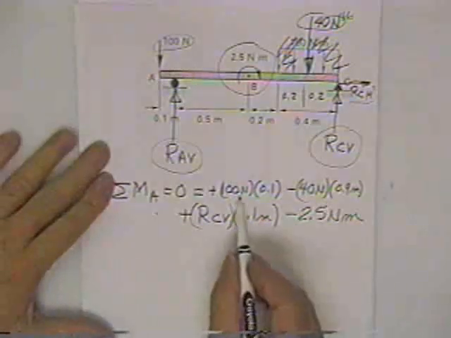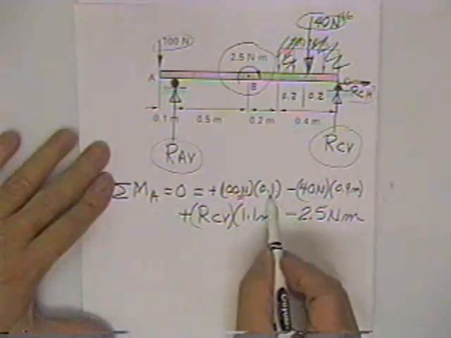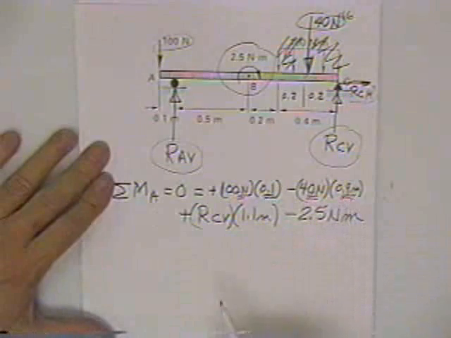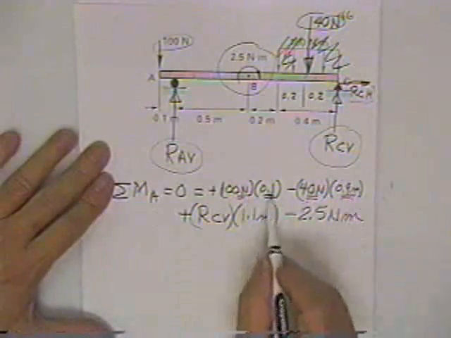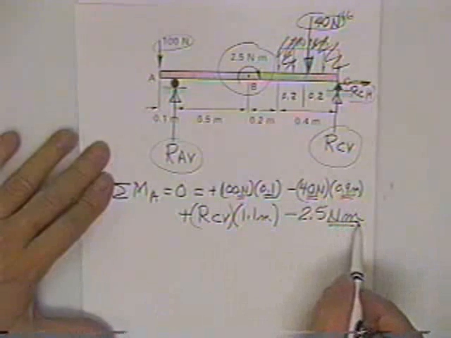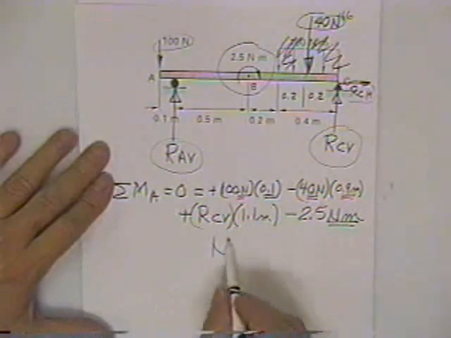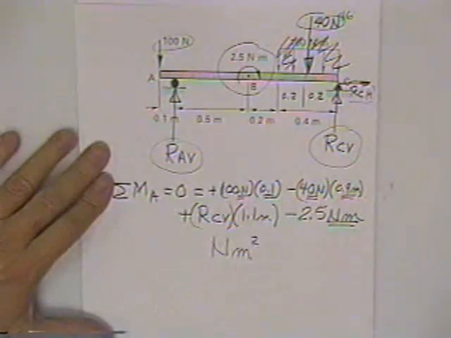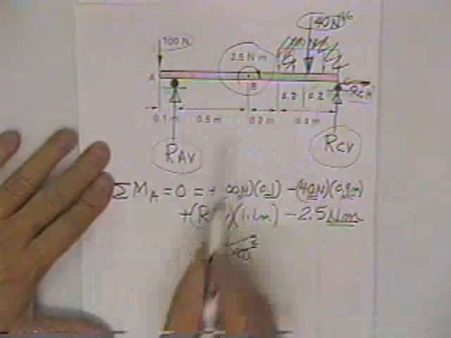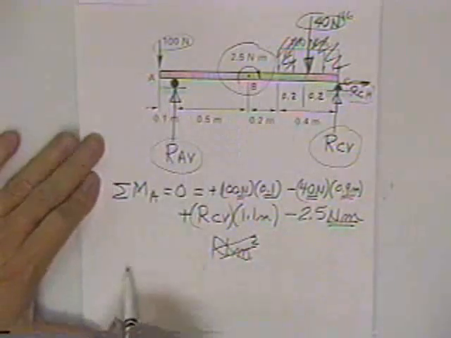The reason is the 100 Newton guy needed 1/10 of a meter to make a moment. The 40 Newton guy needed 9/10 of a meter to make a moment. He had to have a Newton times a meter. This guy doesn't need anybody to multiply him. He was born a moment. He was born a Newton meter. When you stuck him on there, he was a moment. Therefore, if you actually multiplied him times a moment arm, you'd get something called a Newton meter squared. Nobody knows what that is. So anytime you see a concentrated moment on your free body, just plug it in your moment equation.